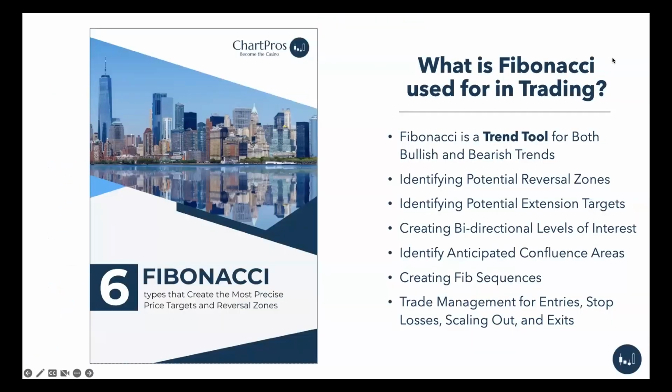So, again, what is Fibonacci used for in trading? It's a trending tool. We use it to identify potential reversal zones and potential extension targets, and each one of these definitions we're going to go through, and you'll see them on charts. Creating bi-directional levels of interest. For us as a trader or an investor, that means that's a particular area that we can develop trade plans from. Identify anticipated confluence areas, creating Fib sequences, and probably most importantly, we use Fibonacci for trade management: for entries, stop losses, scaling out, and full position exits.